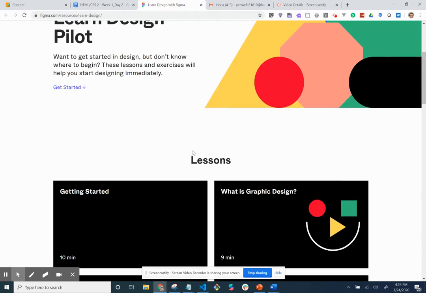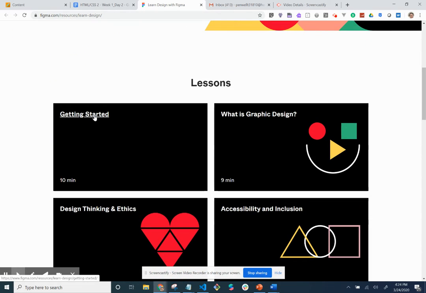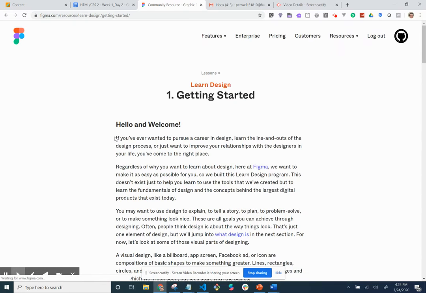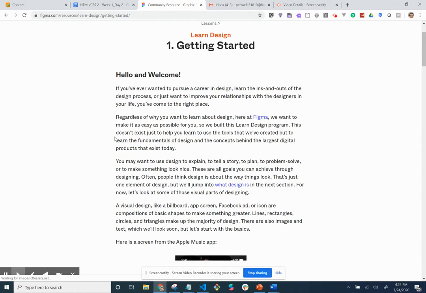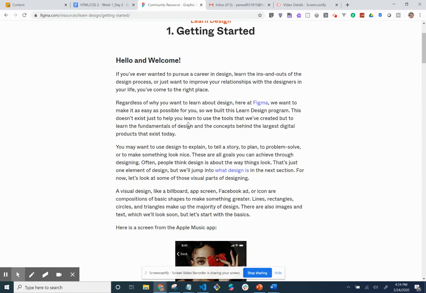And this is the course that we're going to do. So we'll click on Getting Started. Hello and welcome. So if you ever wanted to pursue a career in design, I know some of you guys are designers, more designer inclined than I am, which is great. So you might really enjoy this course. And if you're not design inclined like I am, then this could help you figure out how to do it.